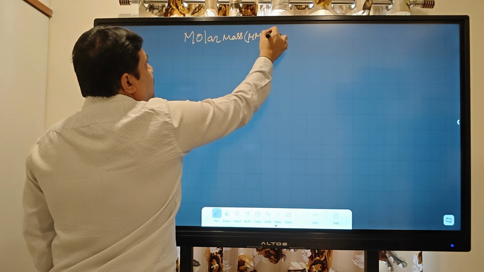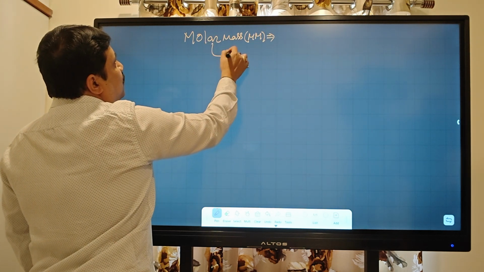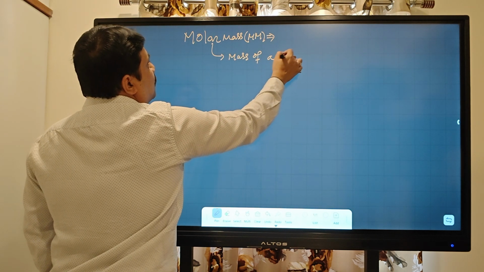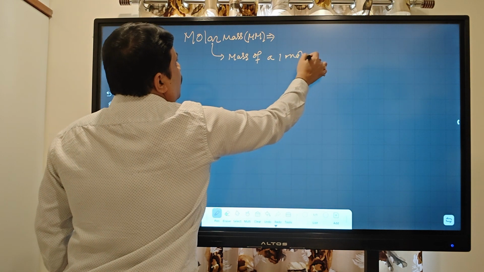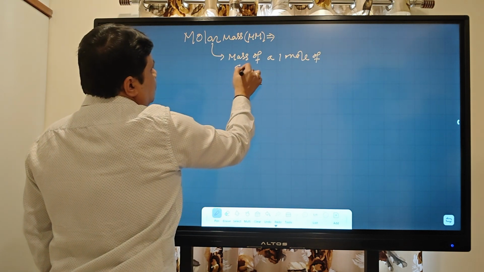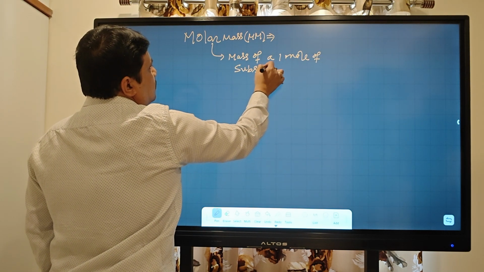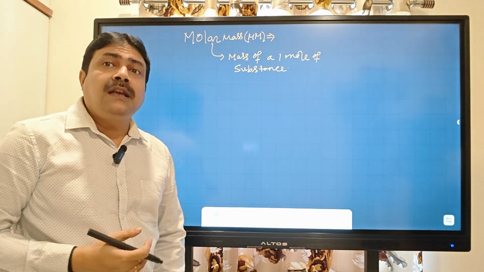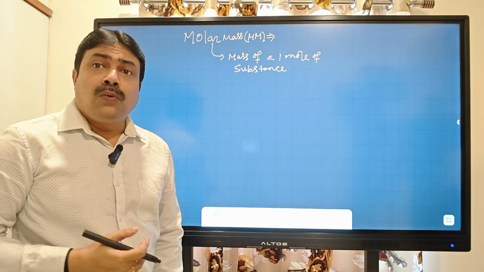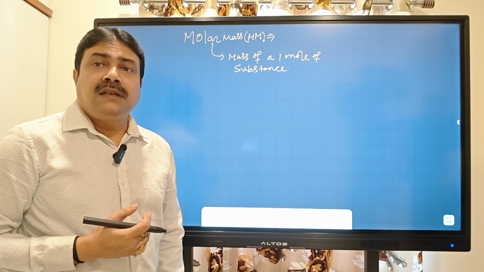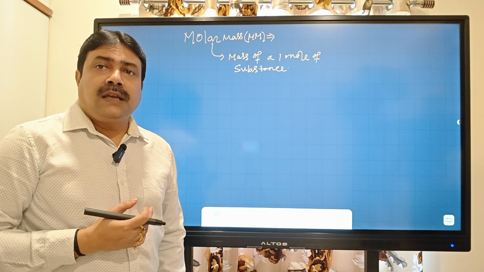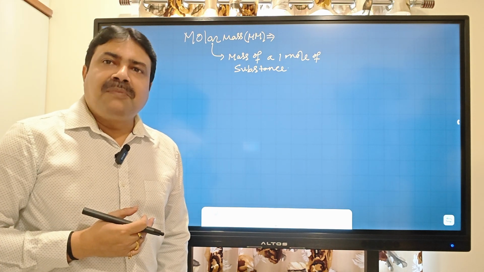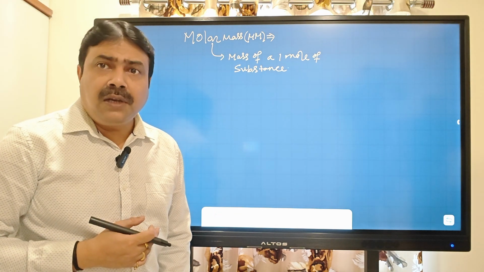So, what is molar mass? Mass of 1 mole of substance, as simple as that. So, molar mass क्या होता है? Molar mass होता है mass of 1 mole of substance. That means 1 मोल जो सब्सटेंस होता है उसका जो मास होता है वही मोलर मास है. And the mass of 1 mole of substance is nothing but the molar mass.